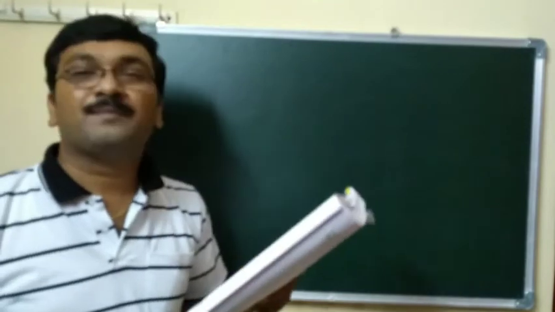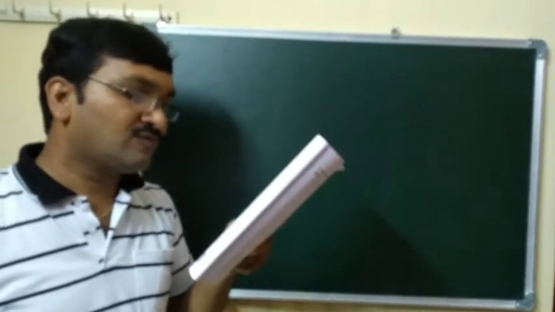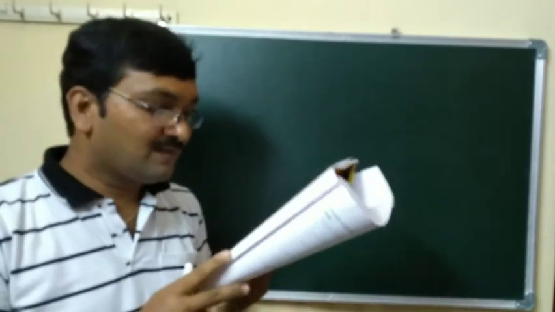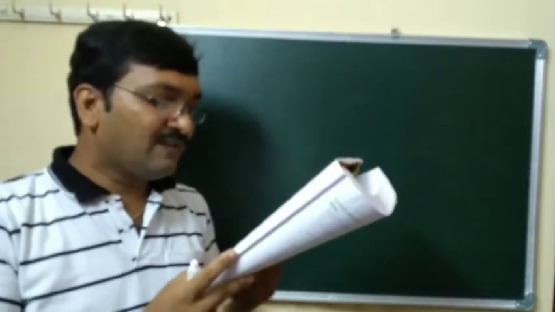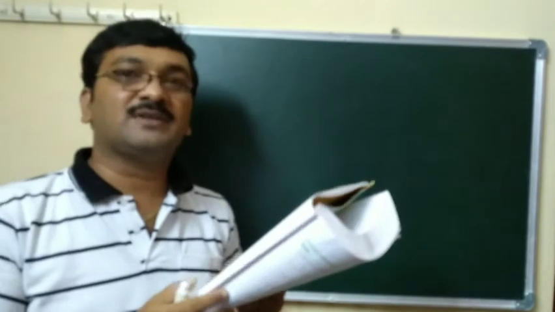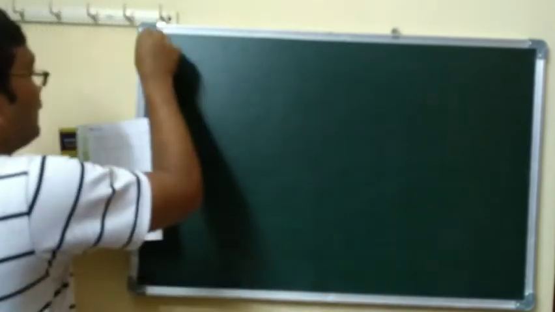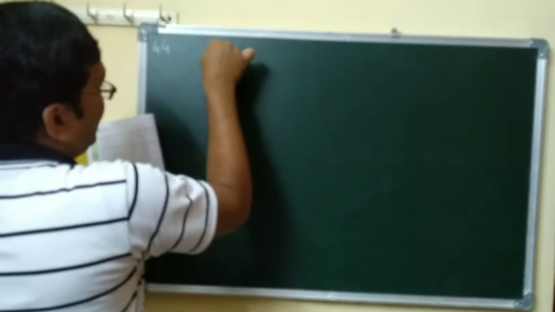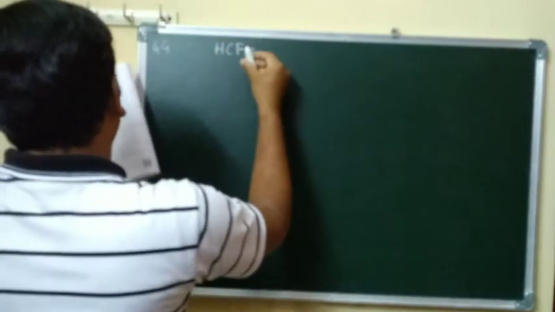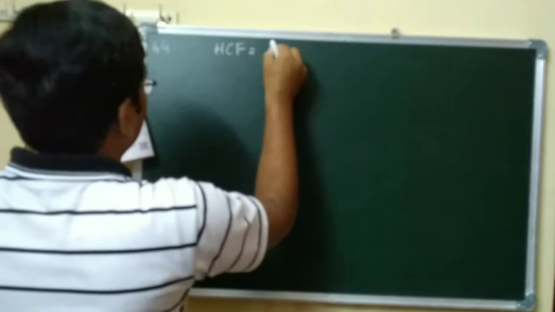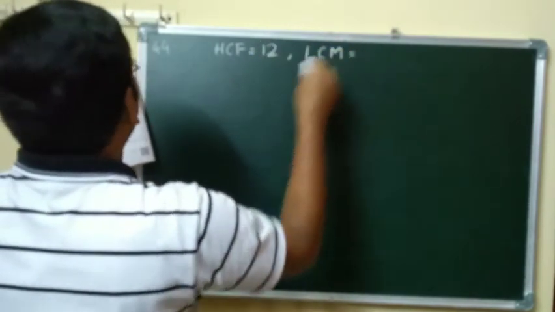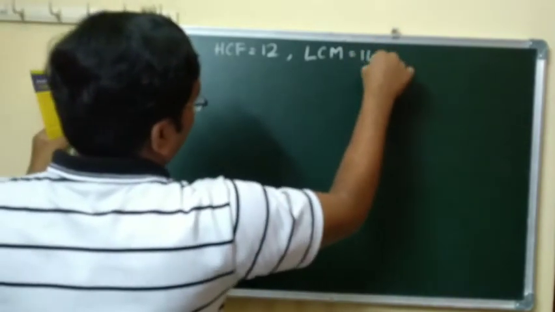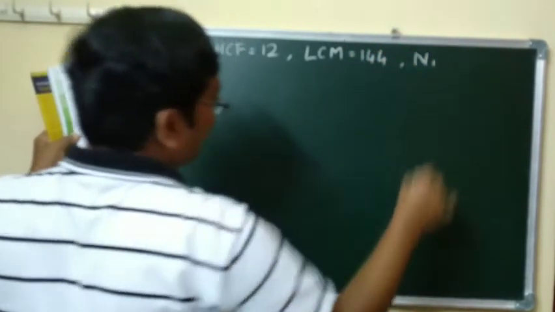Yeah, my dear children, the next question is the 44th question. So here they given the HCF of the two numbers, they given 12, and the LCM is 144. If one of its numbers is 36, find the other number. Okay, given that, I will write here 44 question. So they given HCF. HCF is how much they given here? 12. Okay. Next LCM also they given. LCM is how much? 144. One number they given, that is number 1.